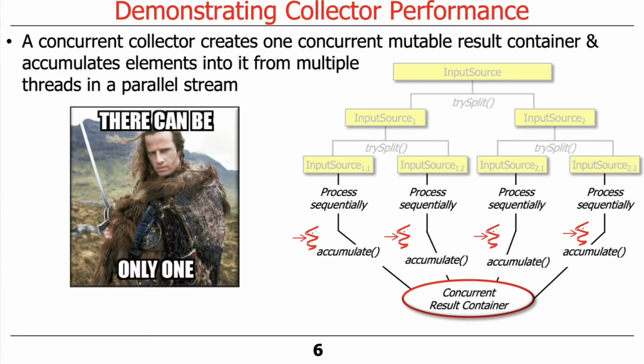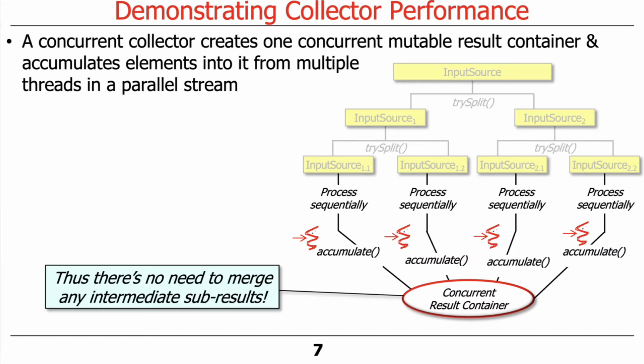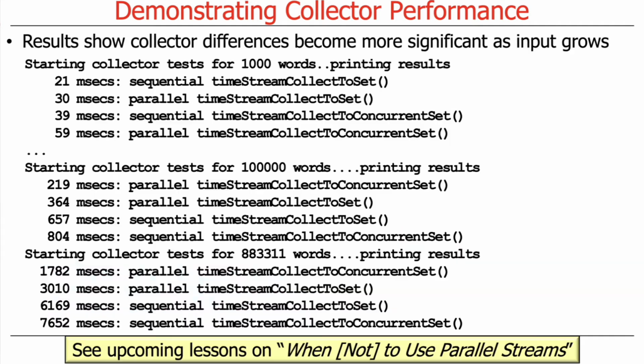be some merging overhead. In contrast, a concurrent collector will create one and only one mutable result container, and then it'll accumulate elements into it from multiple threads in a parallel stream. And so we have the concurrent result container, the one and only. The big benefit here is there's no need to merge intermediate sub-results, which can be a win under certain circumstances.